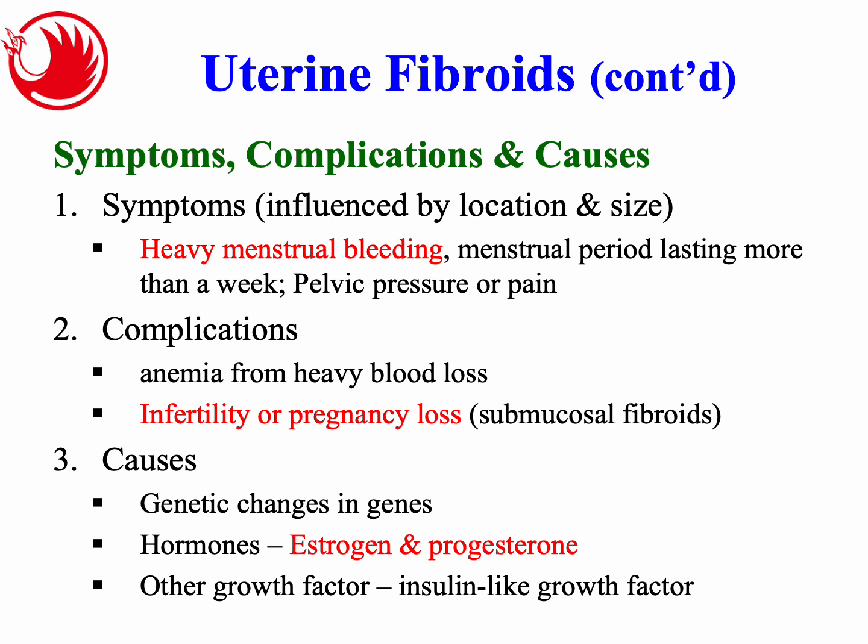Uterine fibroids are non-cancerous growths in the uterus, so their symptoms can vary based on their location and size. Some common symptoms include heavy menstrual bleeding and pelvic pressure or pain. As for the complications, there are a few.